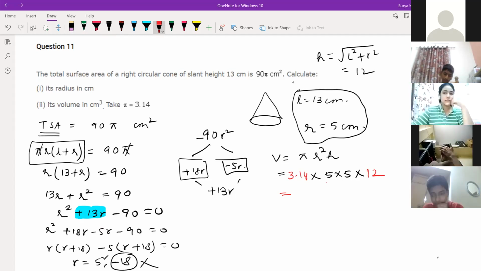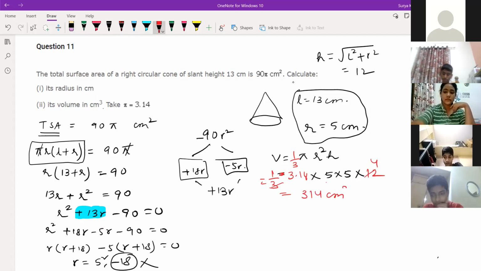Sir, 1 by 3 is also there, no? Achha, volume of cone, yes, 1 by 3. 1 by 3, the 3 fours are 12. Sir, the answer is 314. 314 centimeter cube. Is it clear to everyone?